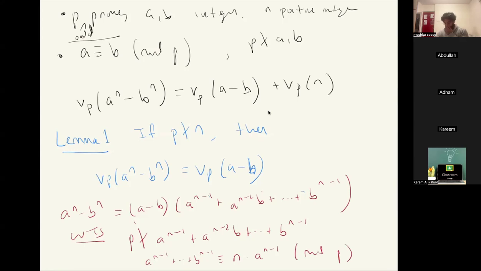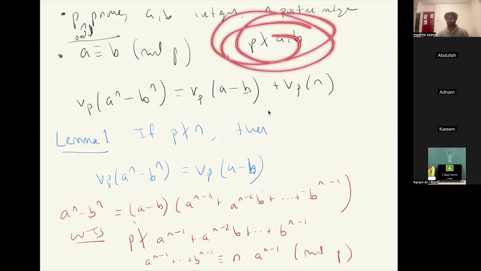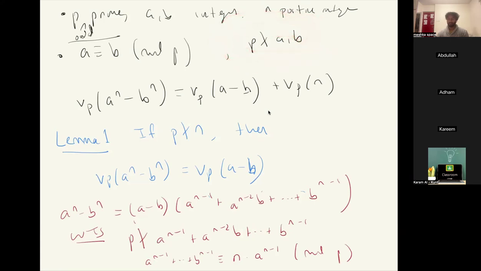Great, yeah. And since p does not divide any of them, p does not divide this expression. Great, excellent. So p doesn't divide n by assumption, and we also assume p does not divide a. So sometimes people forget this assumption. It's very important. But since we assume p does not divide a and p does not divide n, it follows that p does not divide this whole thing. This is not equal to 0. Great, so that's the base case.